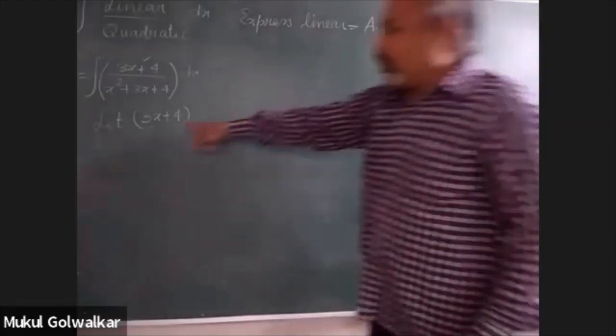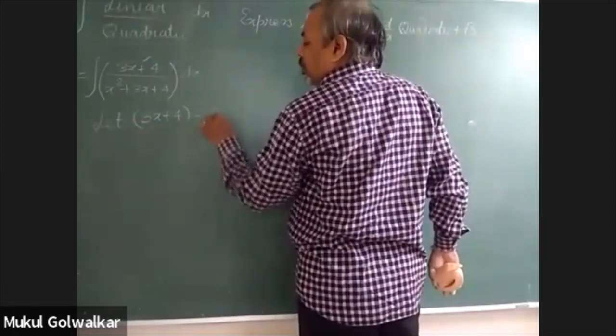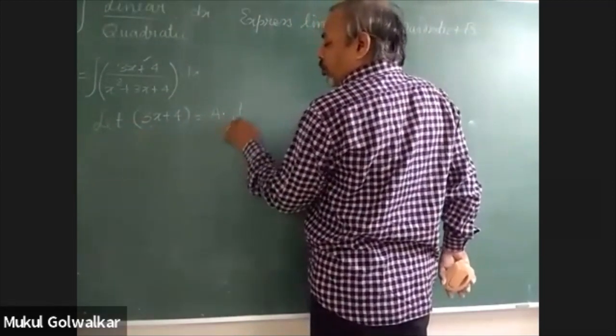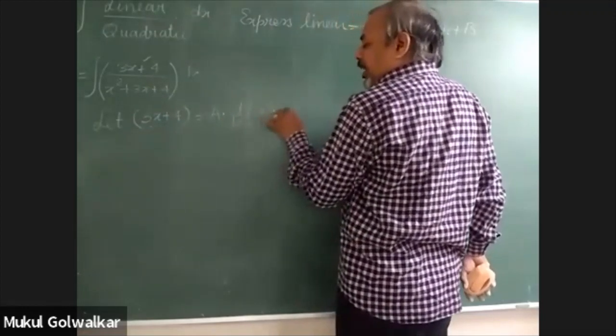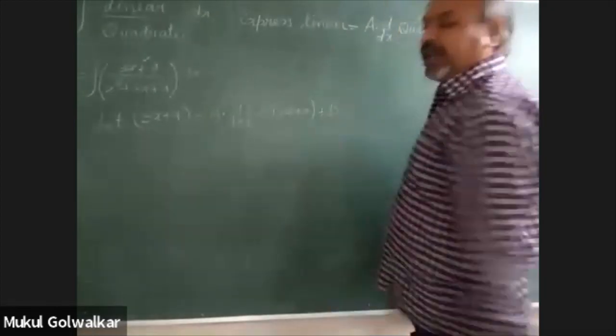Okay. So according to that, let us assume that 3x plus 4 is equal to some constant a into derivative of quadratic, that means x square plus 3x plus 4, plus some more constant b, like that.